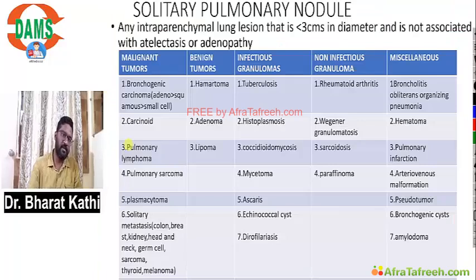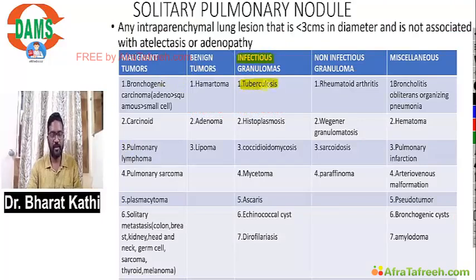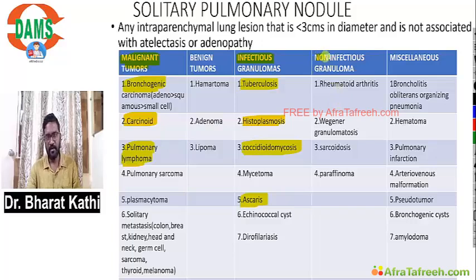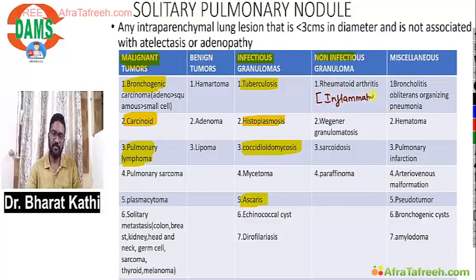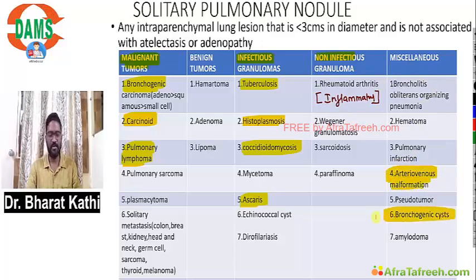Now coming to the DDs. So once again, infectious: TB granuloma, histoplasma, coccidiomycosis, ascaris, at least know three of these. Malignancy: bronchogenic carcinoma, carcinoid, pulmonary lymphoma, sarcoma. Non-infectious means inflammatory: rheumatoid nodules, Wegener's granulomatosis, sarcoidosis can be responsible. And others: vascular, AV malformation, bronchogenic cysts.